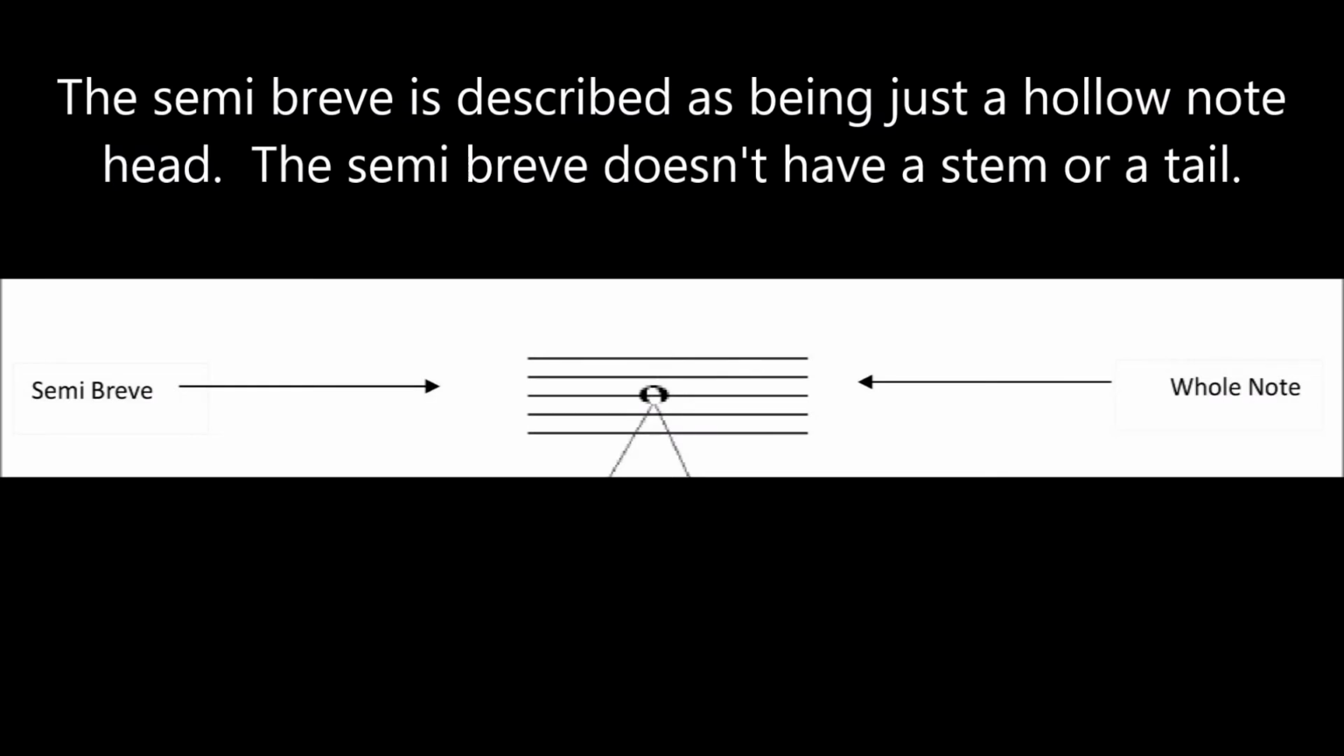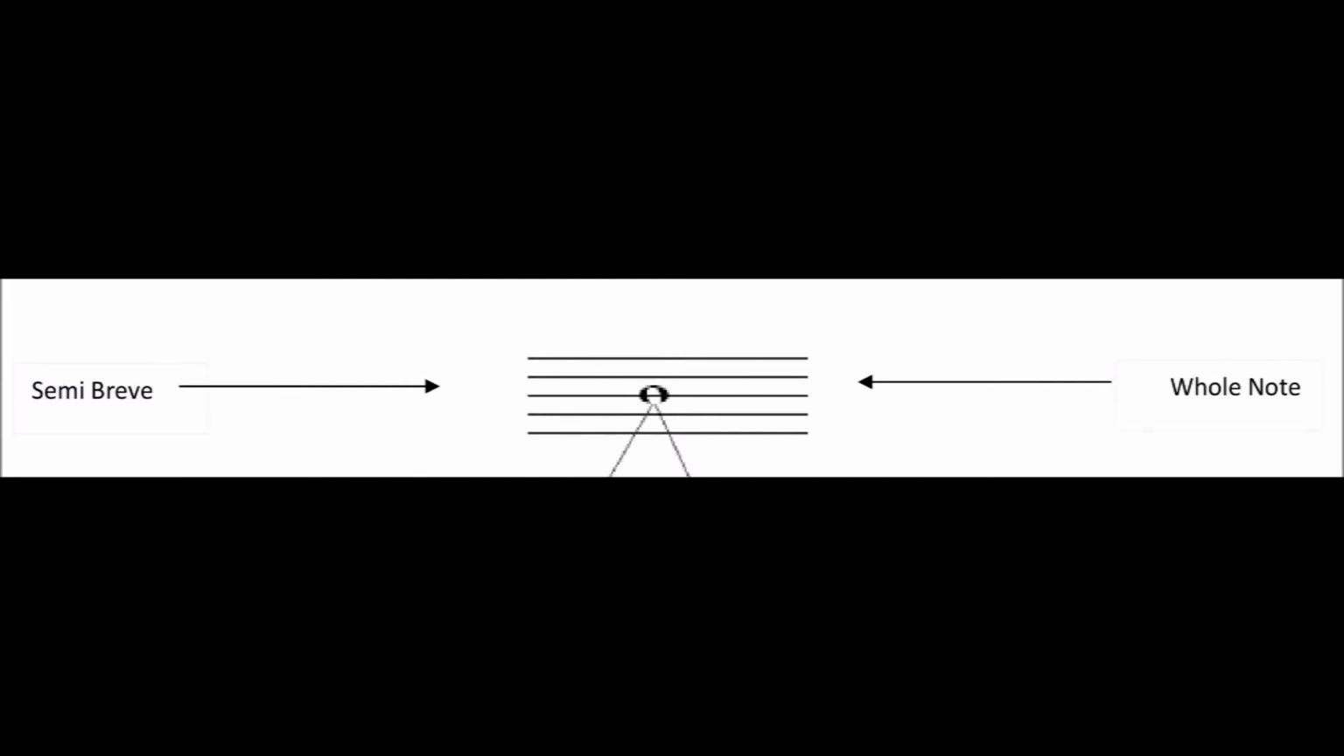The semibreve is described as being just a hollow note head. It does not have a stem or a tail underneath it. As I said already, you'll rarely if ever use this note. You might see it, some folk might use it in a slow air because you might want to roll for a specific length of time, like 4 beats, but again, you'll never really see this. However, it's good to remember this is the largest note in terms of duration that we will use, or we could use.